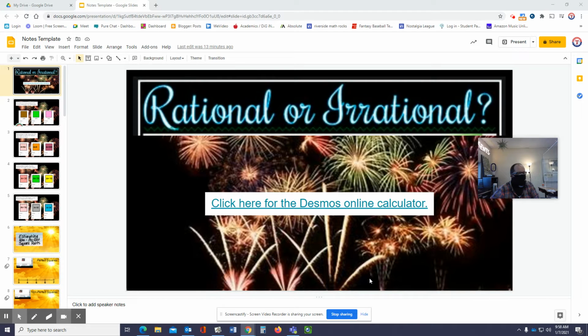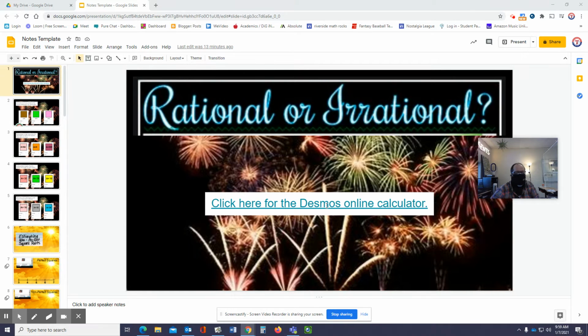Okay, so welcome. Today what we're going to do is look at rational and irrational numbers and how to find them as squares and side lengths. So this is an add-on to the activity that we've been working on before the break and that we started on Wednesday. First off, on the very first slide here, you need to click here for the Desmos calculator.